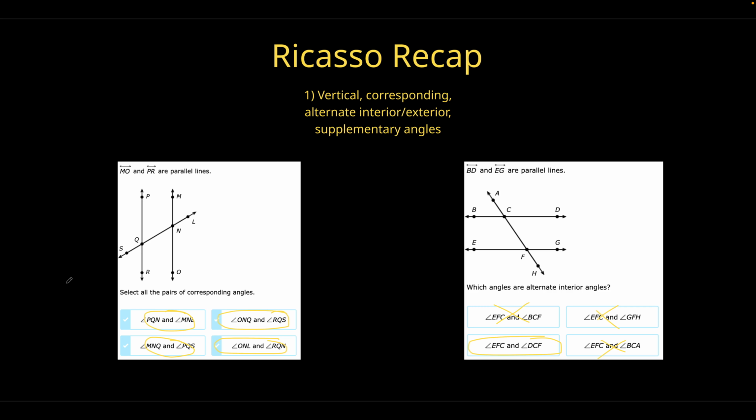For your recap, you should already know about vertical, corresponding, alternate interior, exterior, and supplementary angles. If you want a refresher on these terms and what they mean, there will be a video in the description below. Please go watch that before you start this lesson. All right, new lesson starts now.